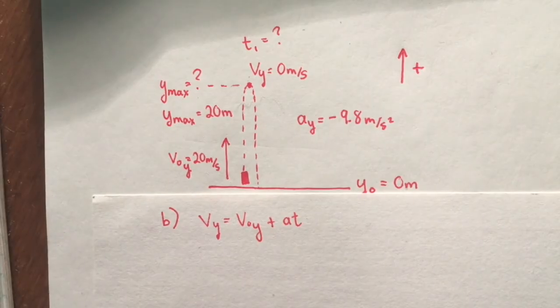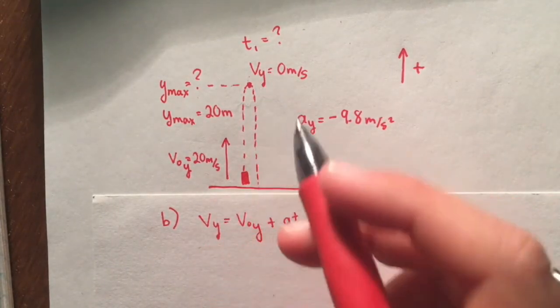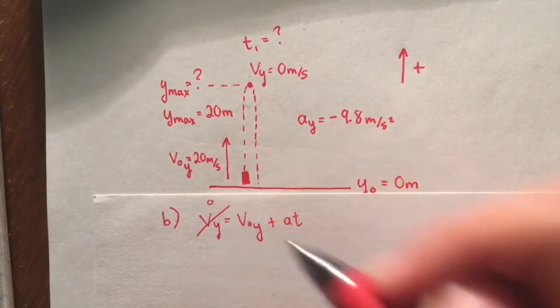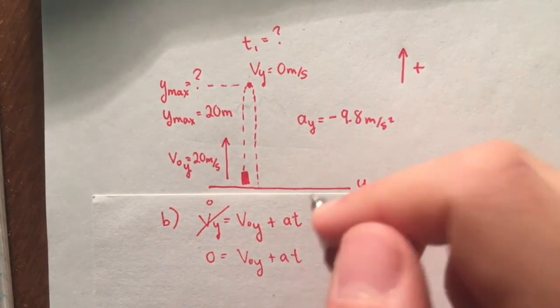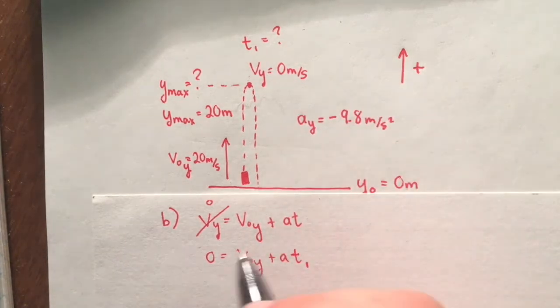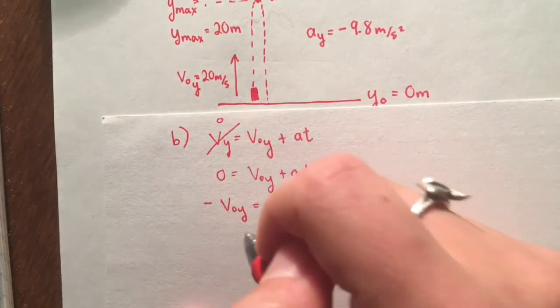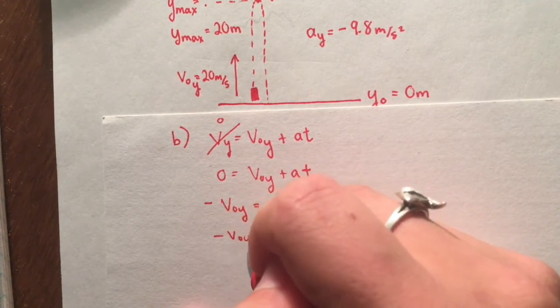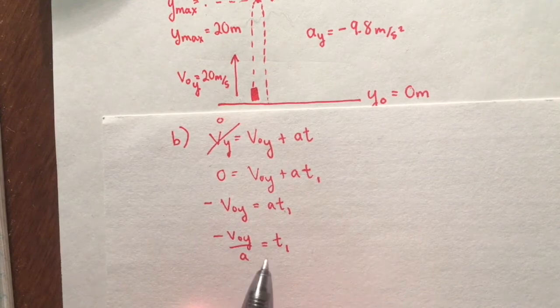Alright, I'm going to plug in my zeros. My velocity at the top is 0 meters per second. That is my only zero. I'm going to rewrite it. And we're solving for T1. Alright, we're isolating our variable. Our target is T1, the time at the top. So I'm going to subtract v naught y, and to get T1 by itself, I'm going to divide by the acceleration. Okay, we have our variable isolated.